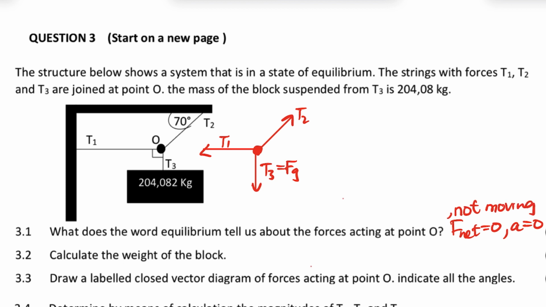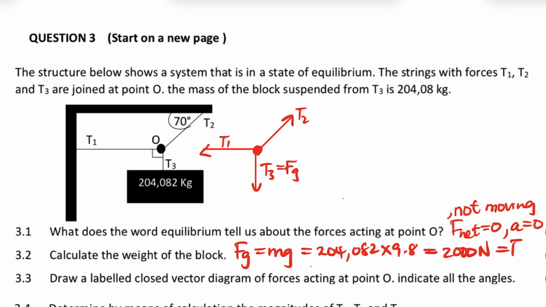Now 3.2, it says calculate the weight of the block. We're given the mass there, so the weight is Fg equal to mg, right? The mass there is 204.082. We multiply by 9.8, which is g. The answer there is going to be 2000 newtons. So the weight there, which is T3, is equal to 2000 newtons.